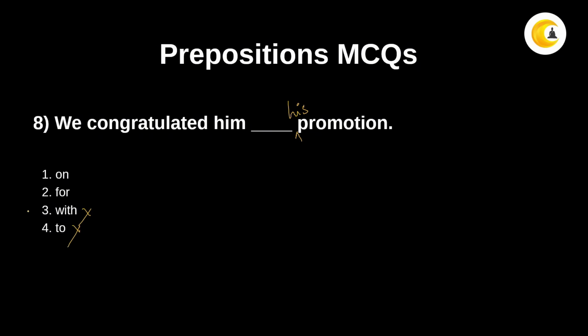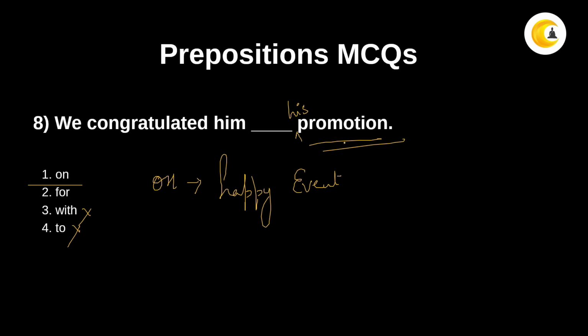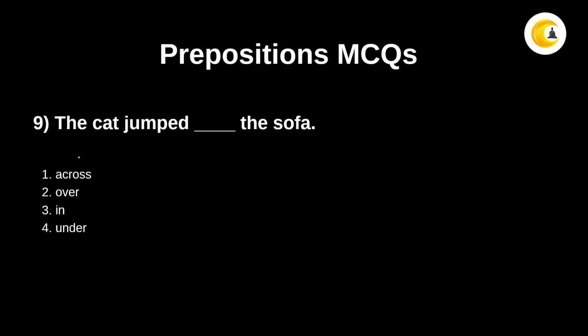So the answer is debatable between "for" and "on," right? Usually we use "on" when it is a happy event. So is his promotion a happy event? Yes, it is. So without even considering "for," just go with "on." We congratulated him on his promotion. Okay, right? Got it? The next one.